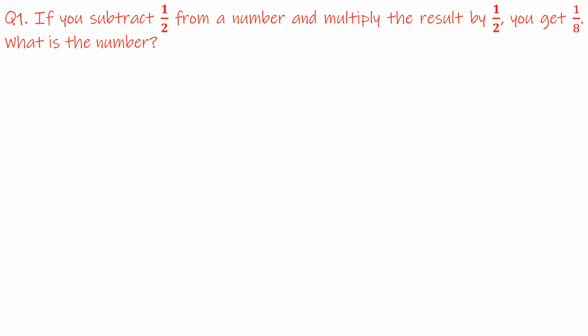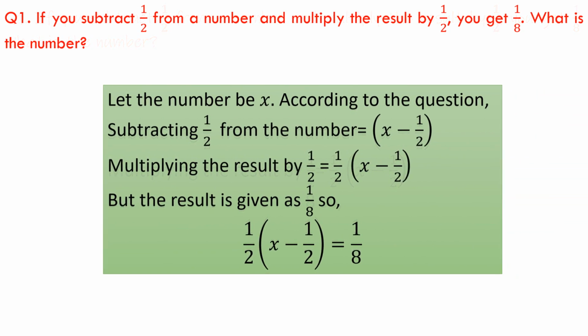Question number 1. If you subtract 1 by 2 from a number and multiply the result by 1 by 2, you get 1 by 8. What is the number? Suppose the required number is x.